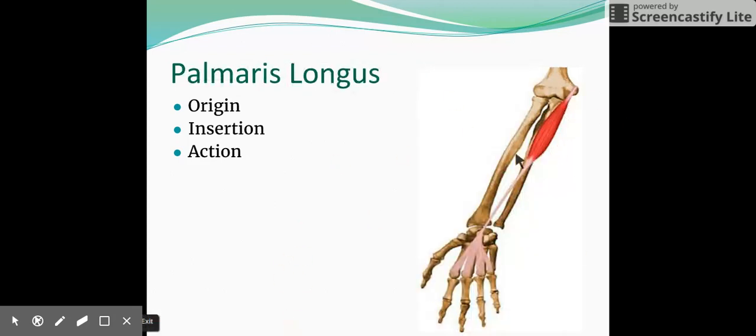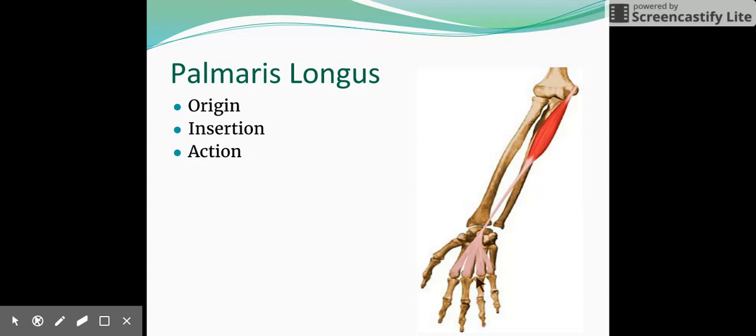Palmaris longus. Palmaris longus is a relatively small muscle in humans. Its origin is, again, here on the humerus, and it actually has quite a few insertion points all throughout the hand, all along these digits, these metacarpals. And its big job is to flex the hand, to really close the hand.